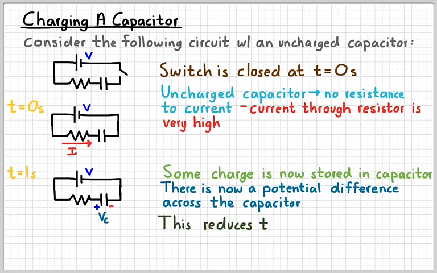Because there's a potential difference now across the capacitor, that's going to reduce the current going through the resistor, so now the current's going to be a little bit smaller. Basically, what the charged capacitor is doing is acting like a battery that's placed in opposite polarity to our original battery. Now we've got the plus end of our battery facing the positive end of our capacitor, and that's going to reduce the potential difference across that resistor, which is going to reduce the current. As the capacitor charges, it's acting like a battery that's connected in reverse.